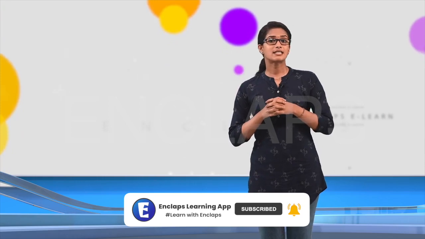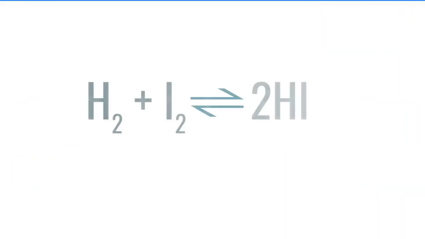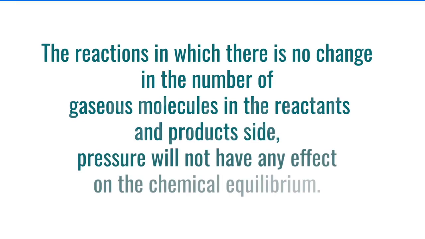Now, look at this chemical reaction. H2 plus I2 reversibly gives 2HI. In this reaction, what is the total number of moles of the reactant molecules? 2. What about the products? It is also 2. Here, there is no change in the number of moles of the reactants and products. Such reactions in which there is no change in the number of gaseous molecules in the reactants and product side, pressure will not have any effect on the chemical equilibrium.